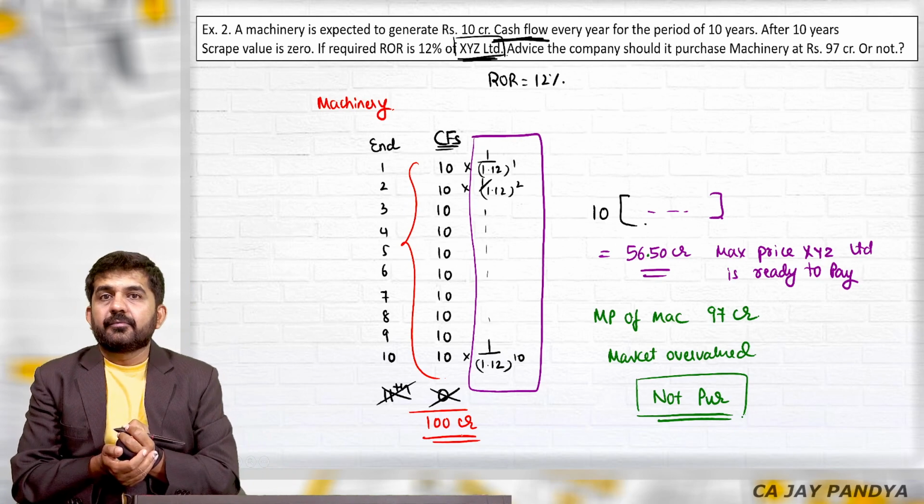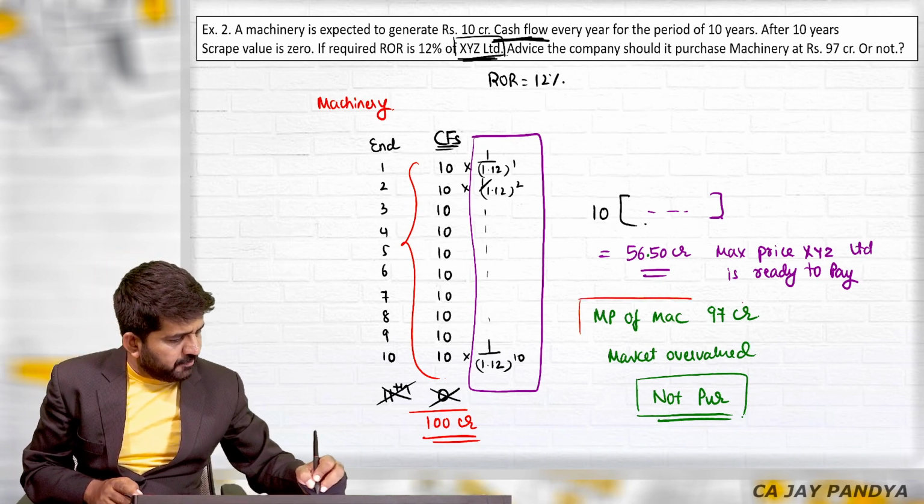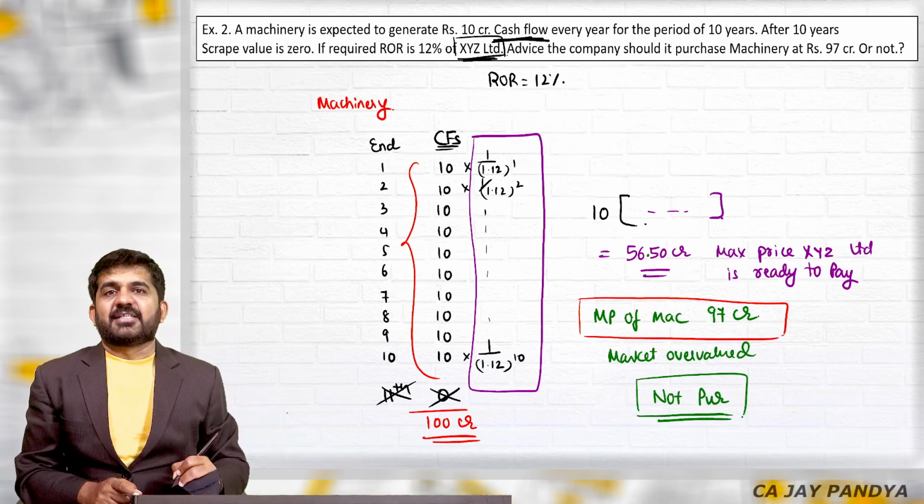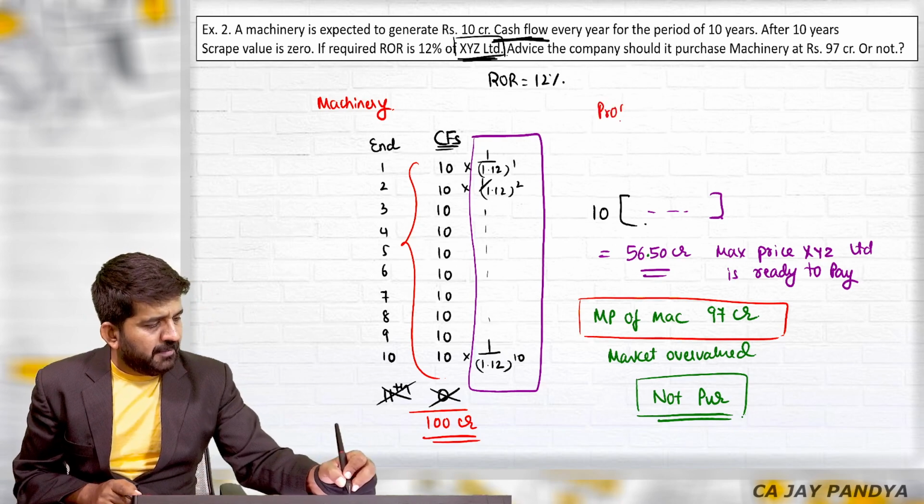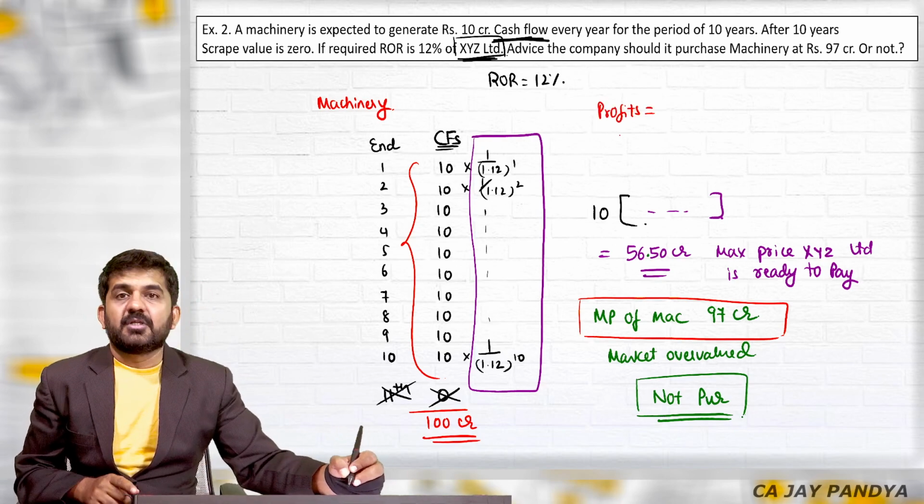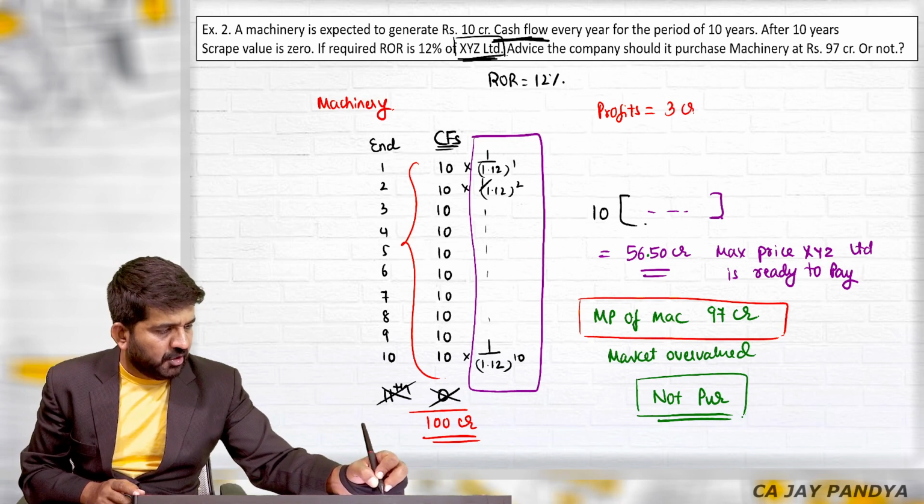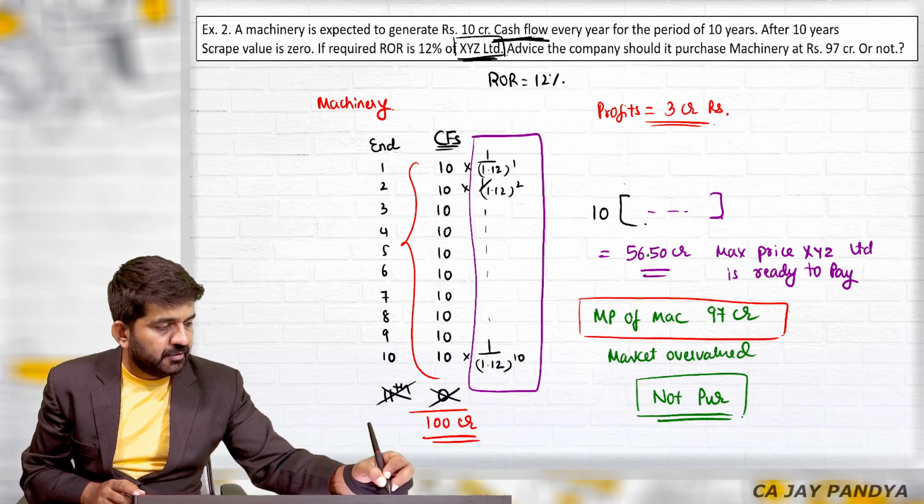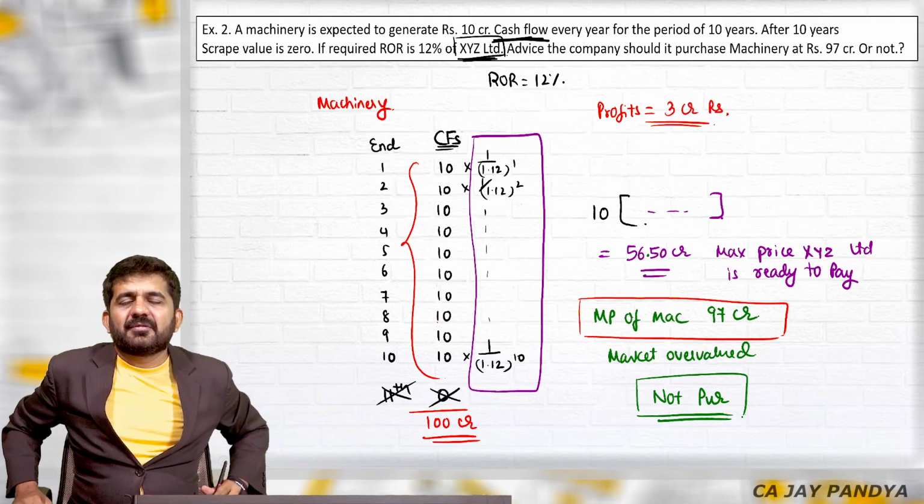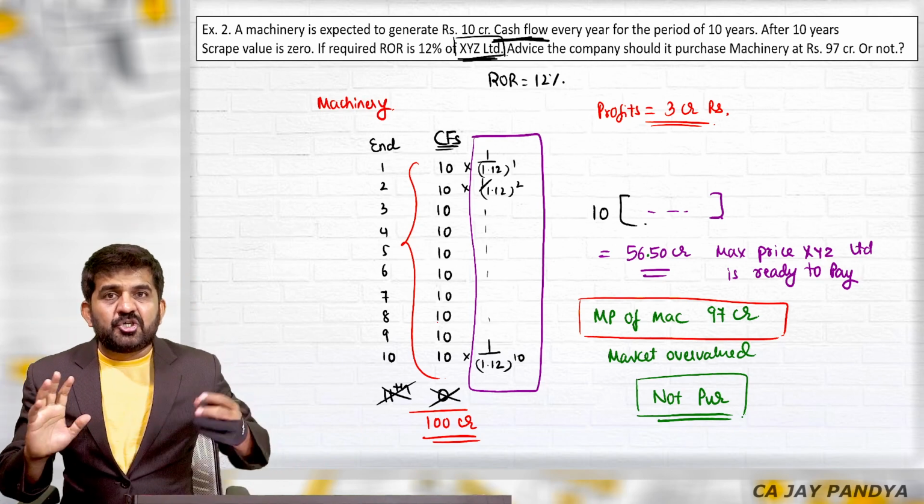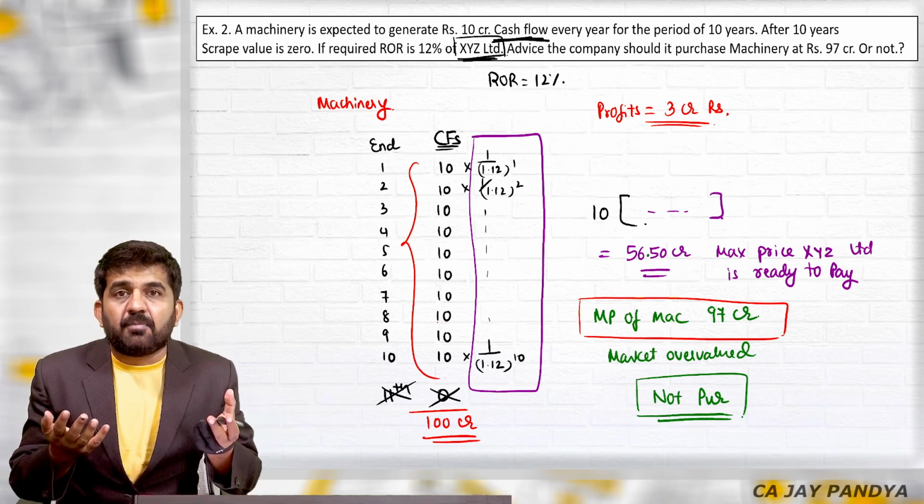100 crore. What is the cost for machinery? 97 crore. So what will be profits for 10 years? In 10 years, you will be earning profit of 3 crore rupees. Now you will say, sir, it is not bad. 3 crore rupees is a big sum of money.